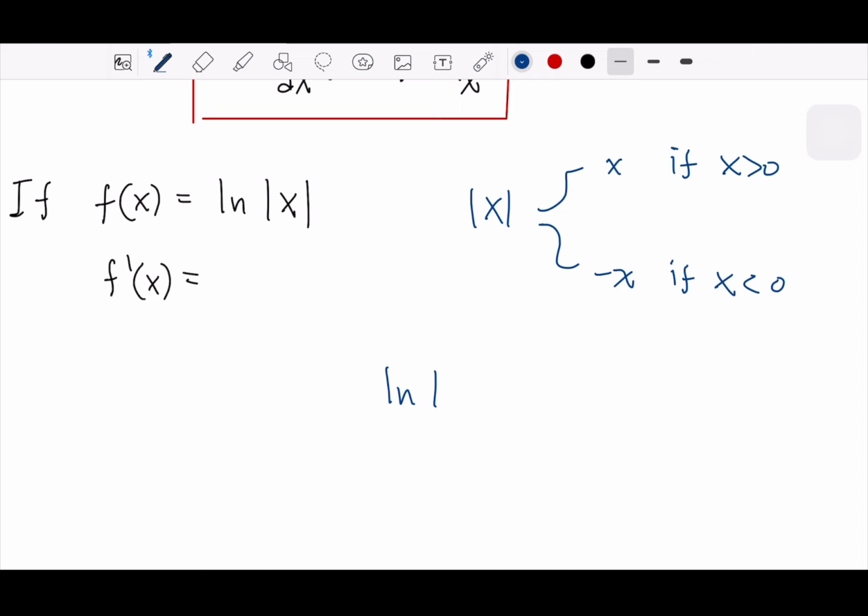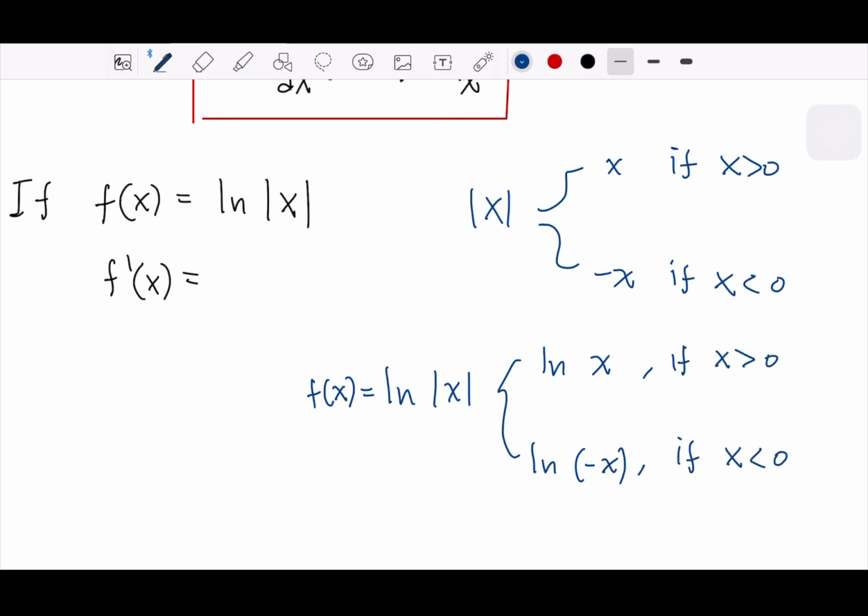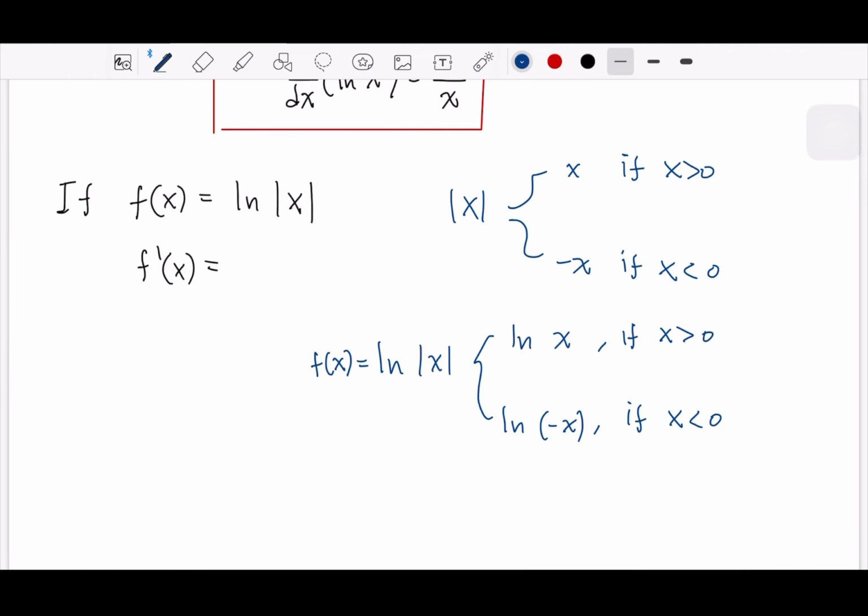that we will have ln of positive x, and ln of negative x. So this is f of x, if x is positive and if x is negative. Which means if we take the derivative, we will take the derivative of the first part, and then the derivative of the second part, and see what's the difference. Is there any difference or not?